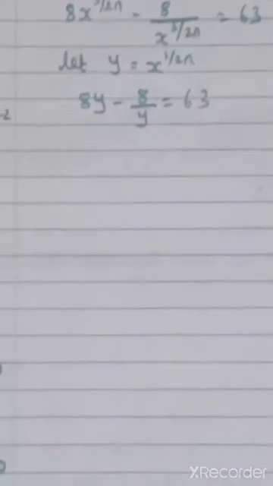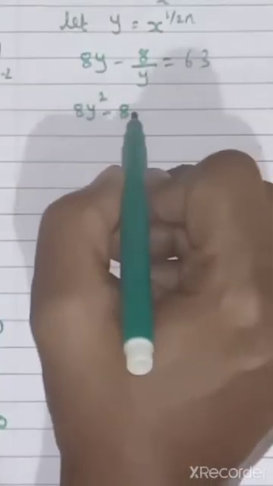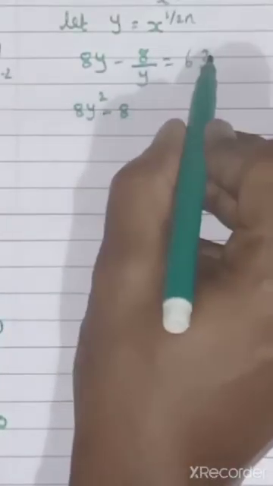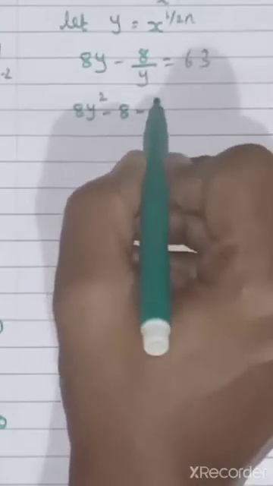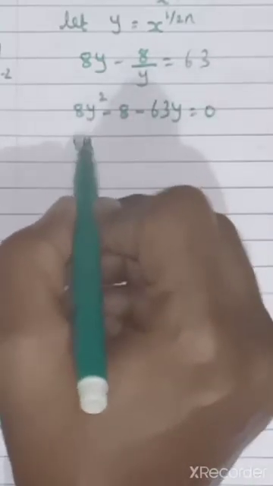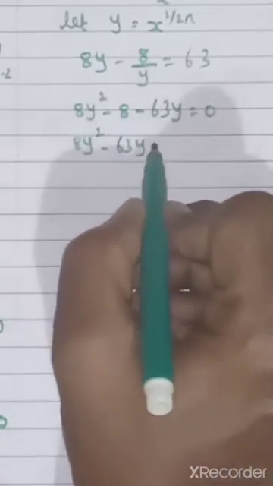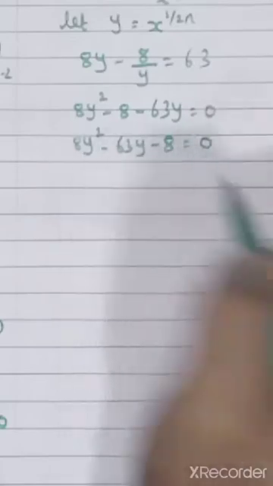Now what do we have to do? We have to take the LCM. So 8y square minus 8, and the 63 on this side becomes minus, so minus 63y equals 0. Again rewrite this: 8y square minus 63y minus 8 equals 0.